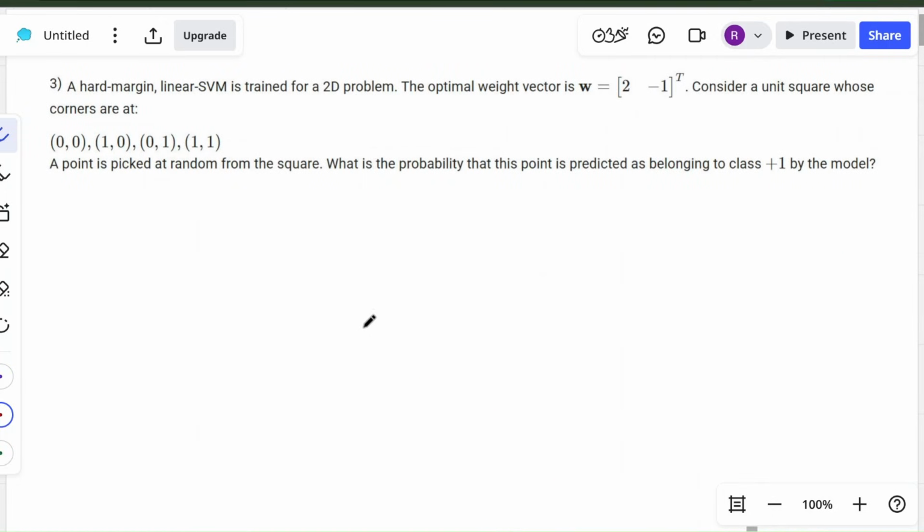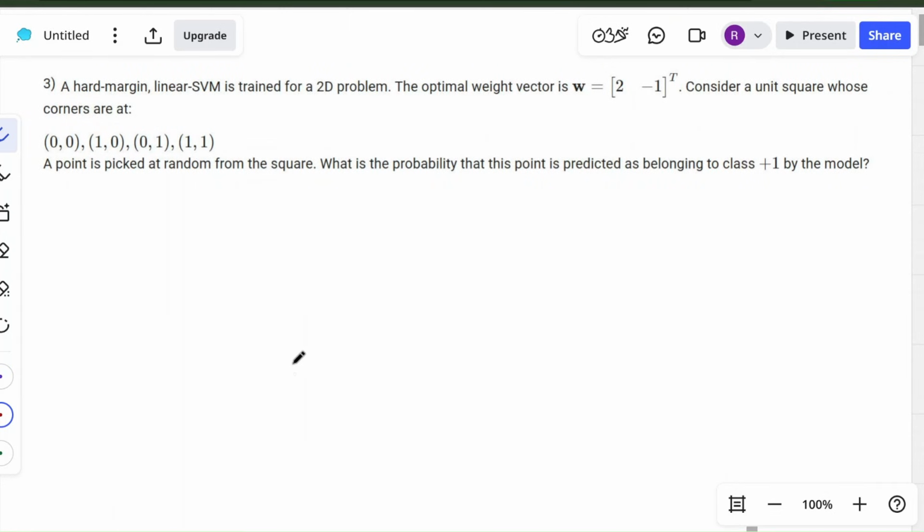Alright, so here we have another question which says that we have a hard margin linear SVM for a 2D problem with the weight vector given. Consider a unit square whose corners are like this. So for example, let's say this is my 0 0, right? This is 1 0, this is 1 1, and this is 0 1, right? And the weight vector is also given to us. Okay, so it's 2 comma negative 1.